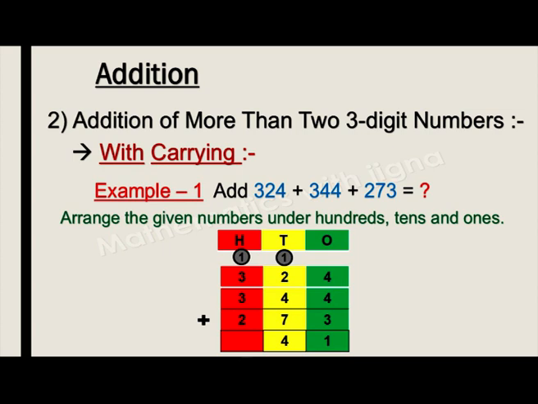Now take step 3. Add the digits at the hundreds place. 3 plus 3 plus 2 and one more 100 which we carried over. So it's equal to 9. So finally write 9 in the hundreds place. So the sum of these numbers is equal to 941. Hence we can say that on adding the given numbers, 324 plus 344 plus 273 is equal to 941.